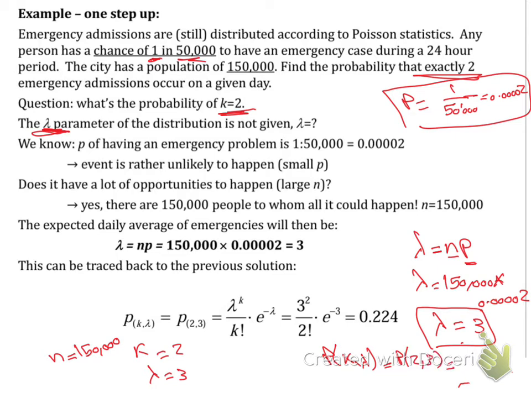will equal lambda to the power K divided by K factorial, times e to the power minus lambda. I just substitute them, 3 to the power 2 over 2 factorial, so the answer would be 0.224. This is the probability of it.